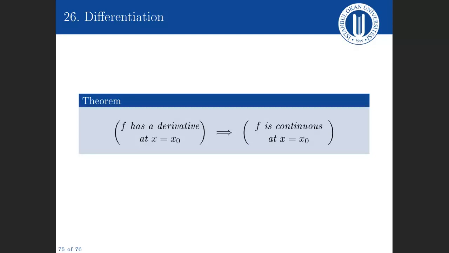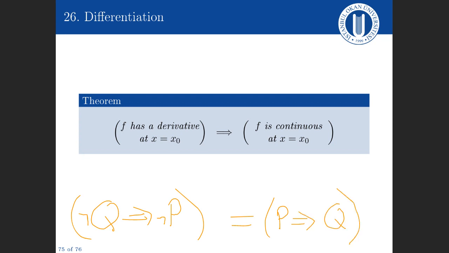I've just said if f is not continuous, then f does not have a derivative. Think back to the start of term when we looked at symbolic logic. In symbolic logic, we said that not Q implies not P is the same as P implies Q. Not continuous implies not differentiable. Turn this around. F differentiable implies f is continuous.